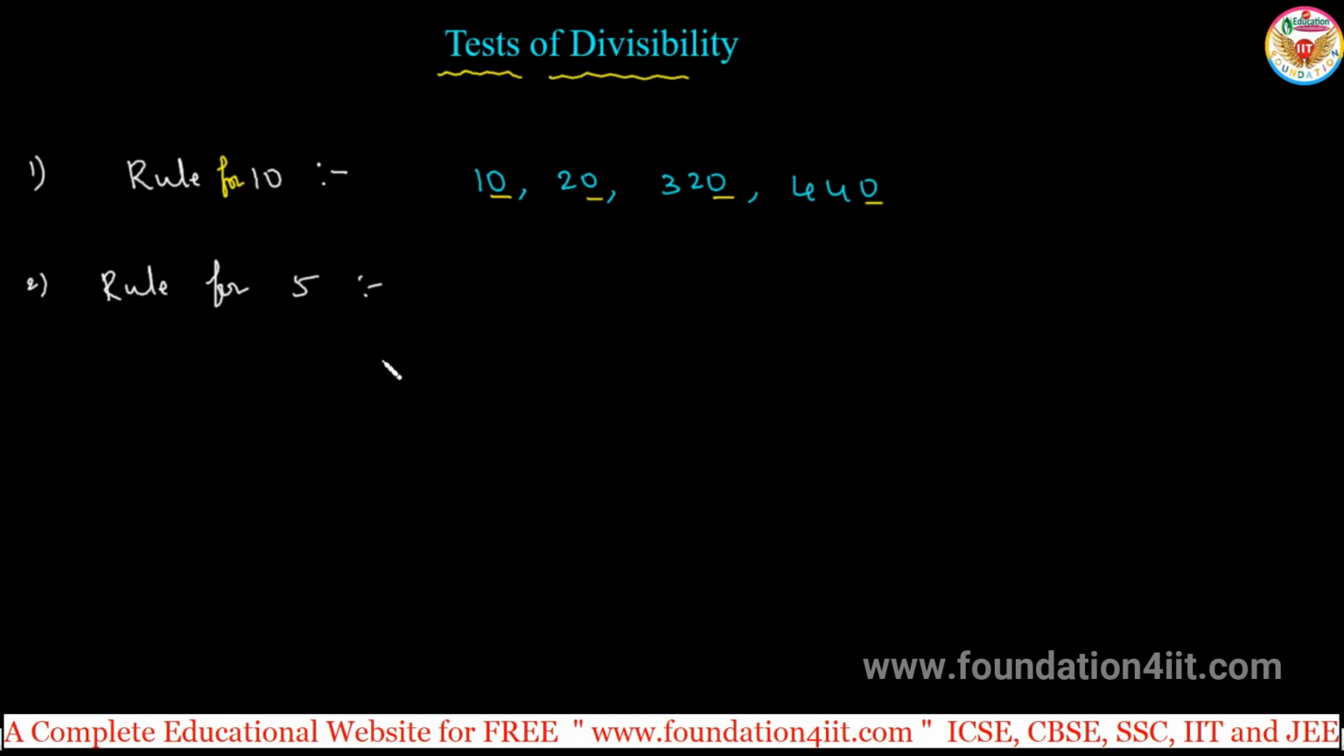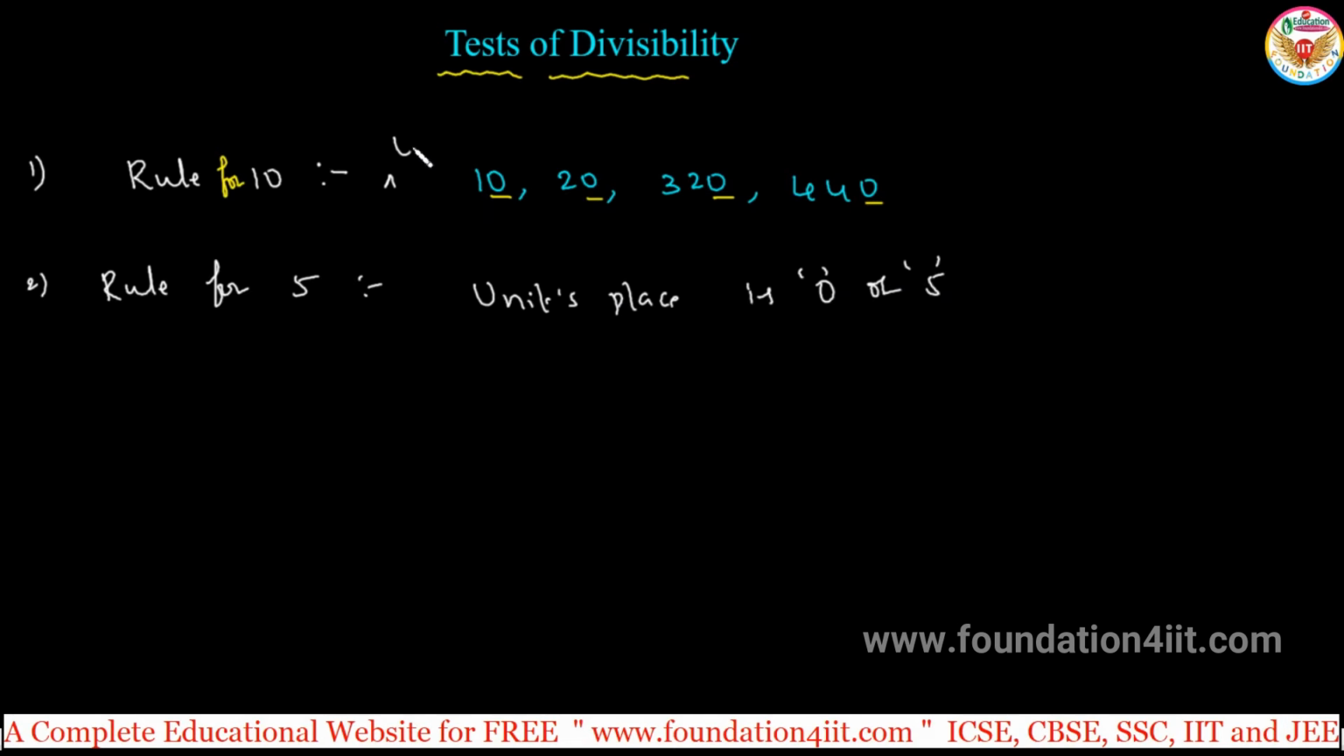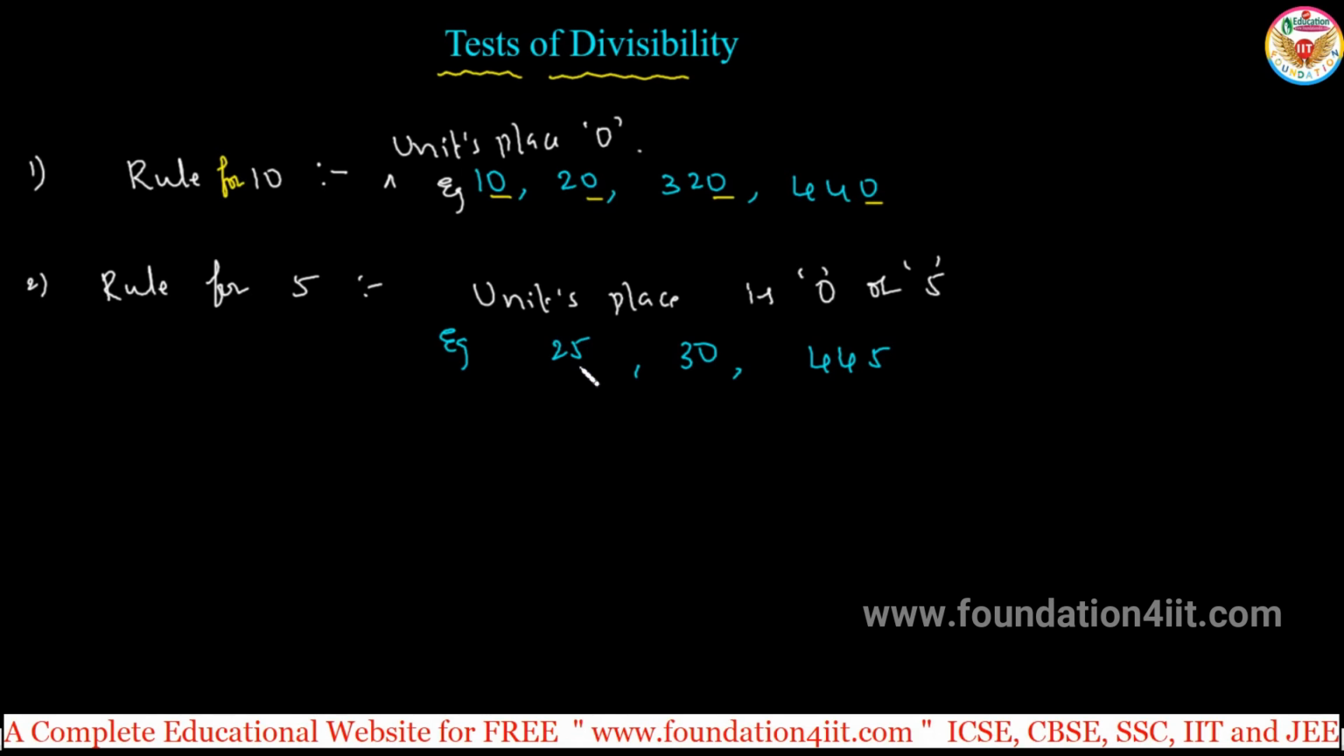Now the rule for 5. A number is divisible by 5 if its units digit is 0 or 5. So in this, the units place is either 0 or 5. Here are the examples, same way for the divisibility rule for 5. Example 25, 30, 445. The units place is either 0 or 5, so it is divisible by 5.